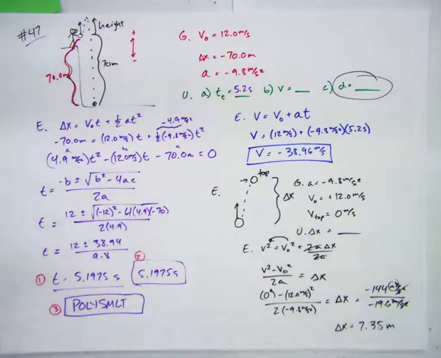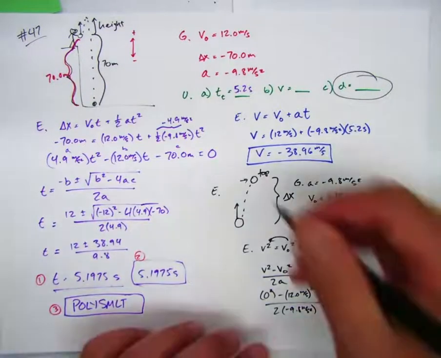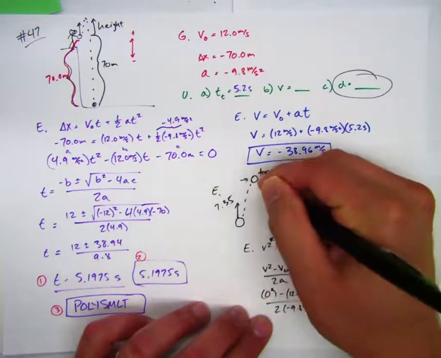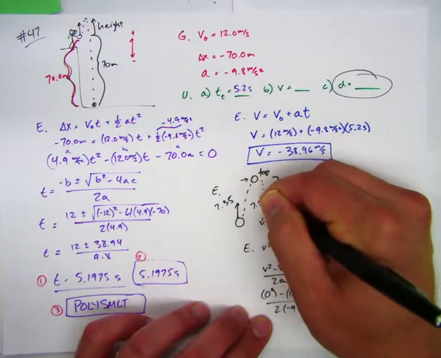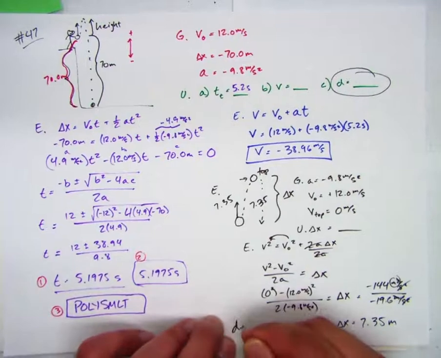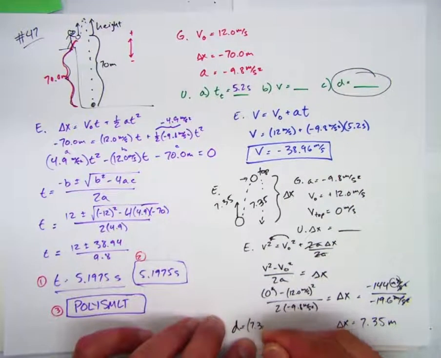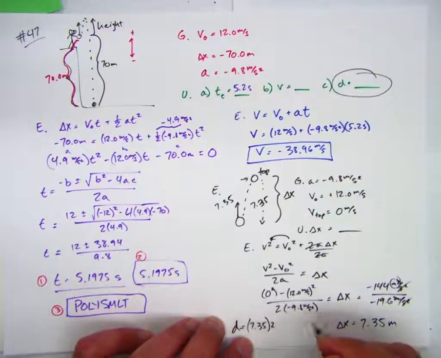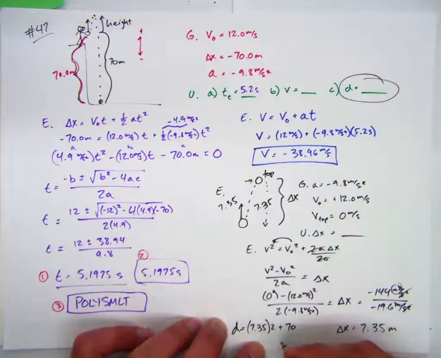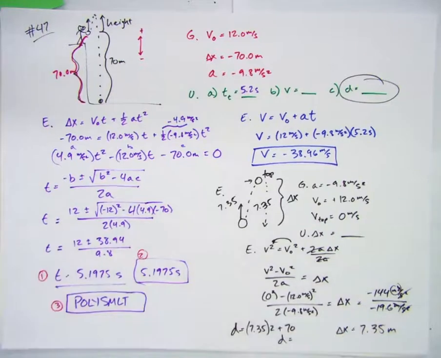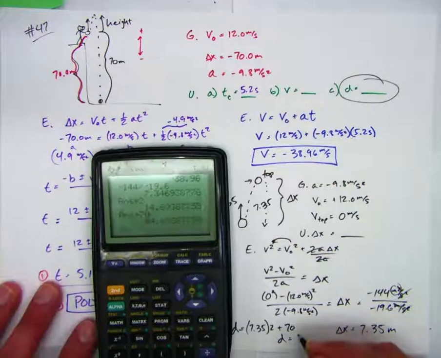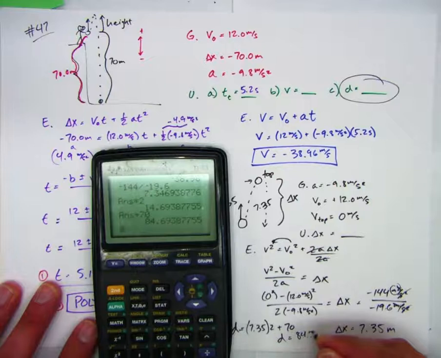Now, is that my final answer? No, right? This is a long problem. That's just the total height. So I've got to say I go 7.35 meters up and then 7.35 meters back till I reach the point I left, and then the 70 meters after that. So my total distance, I got to take my 7.35. Remember, distance doesn't need direction. 7.35, double that for up and down, and then plus 70. So my total distance is that times 2 plus 70, 84.7 meters.